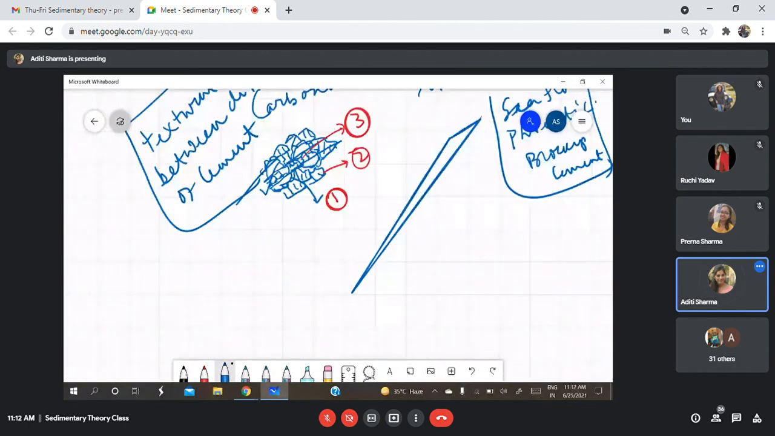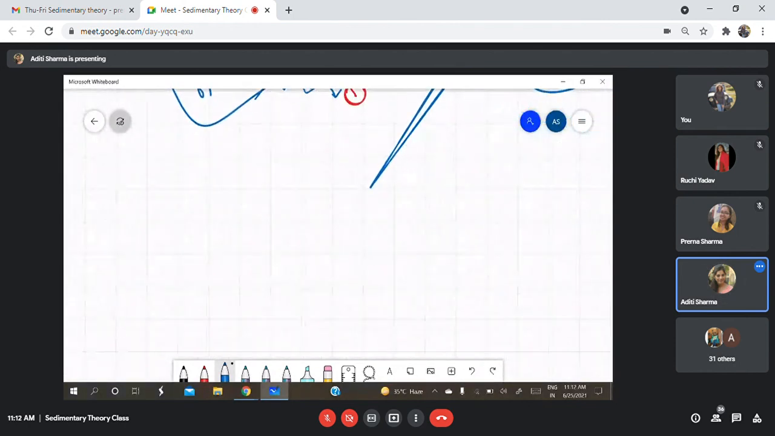Okay? Is it clear? Yes, sir. Okay. Now I will end the diagenetic discussion finally with the trace element and isotope discussion.